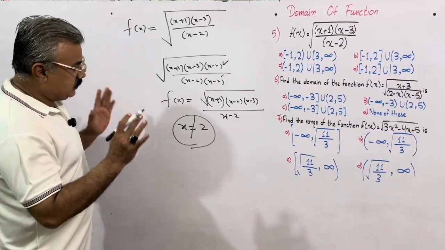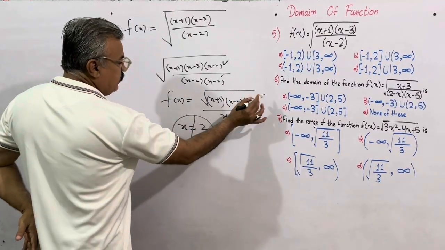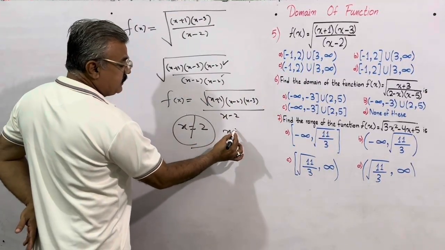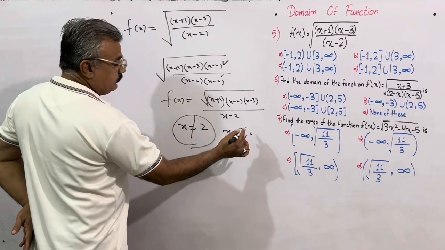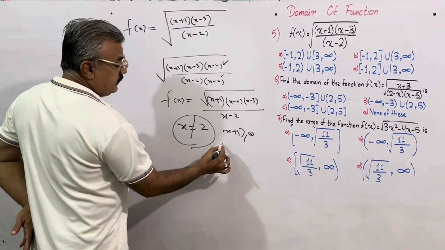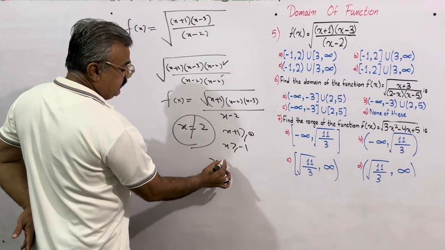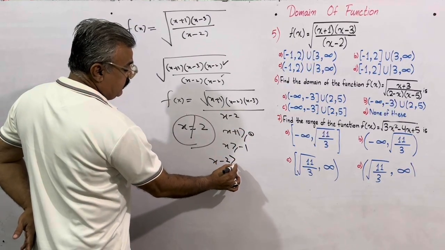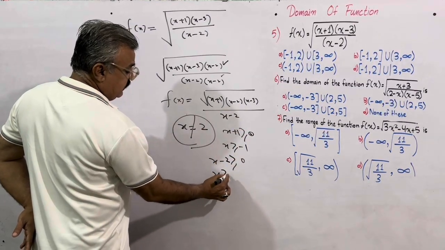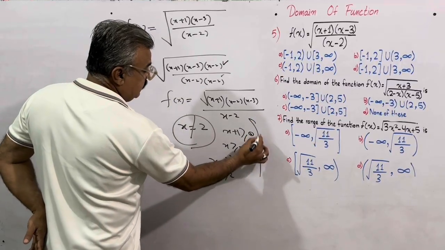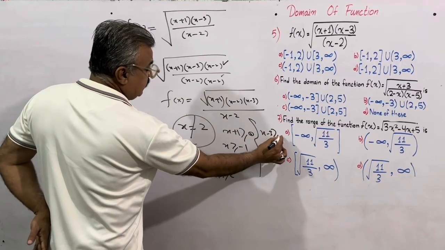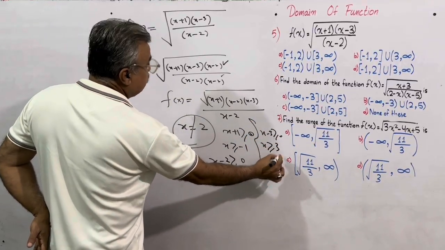The rest is a simple concept. For a square root, the expressions must be greater than or equal to 0. It gives us x is greater than or equal to minus 1. For this, x minus 2 is greater than or equal to 0. It means x is greater than or equal to 2. For the last one, x minus 3 greater than or equal to 0 gives x is greater than or equal to 3.